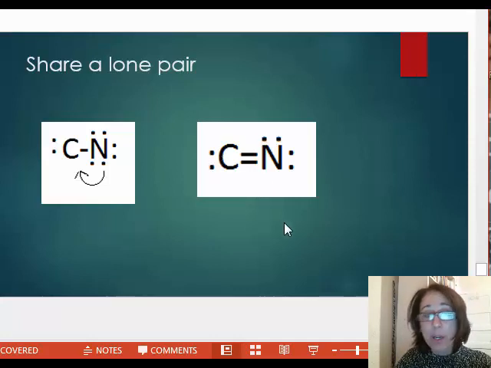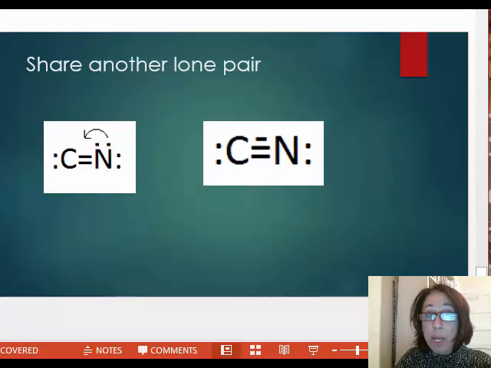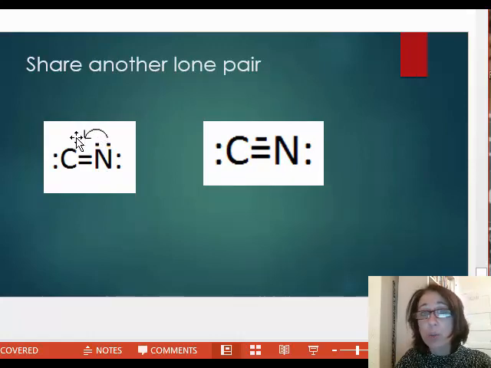Carbon still does not satisfy the octet rule. This means we have to share more. I move another lone pair from nitrogen to be shared between carbon and nitrogen. Nitrogen still has 2, 4, 6, 8 electrons, and now carbon has 2, 4, 6, 8 electrons. 6 electrons had to be shared so that the octet rule could be followed by both atoms.